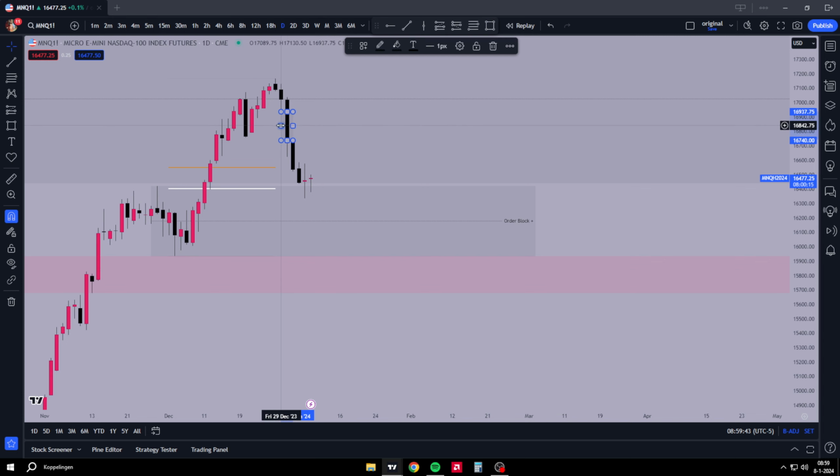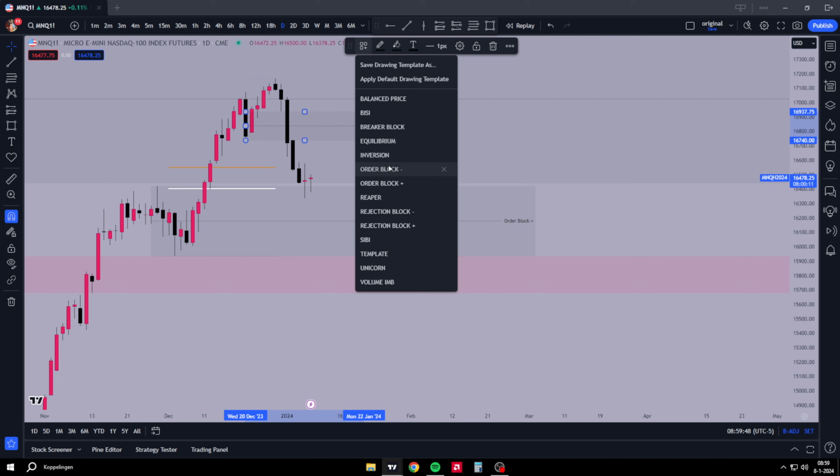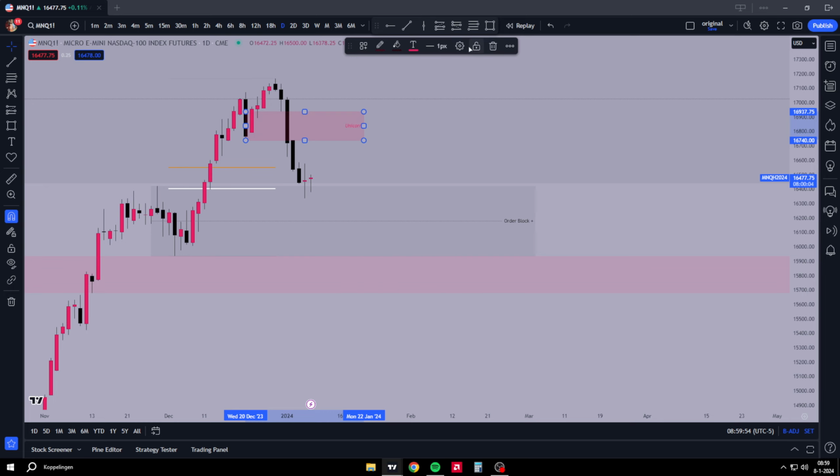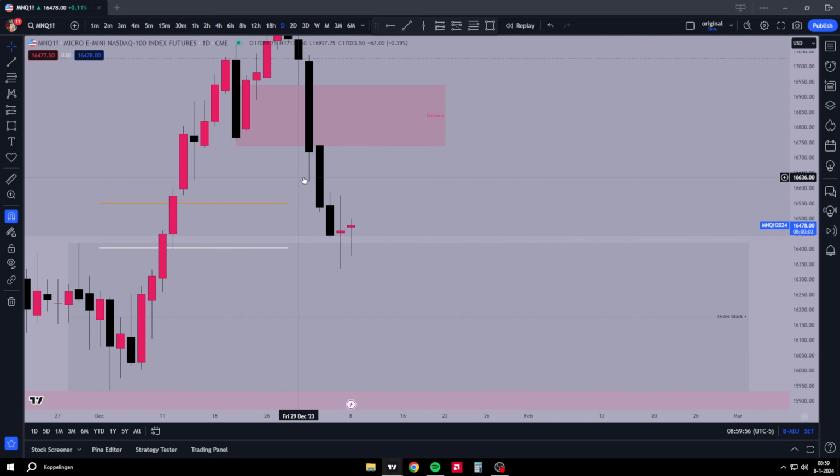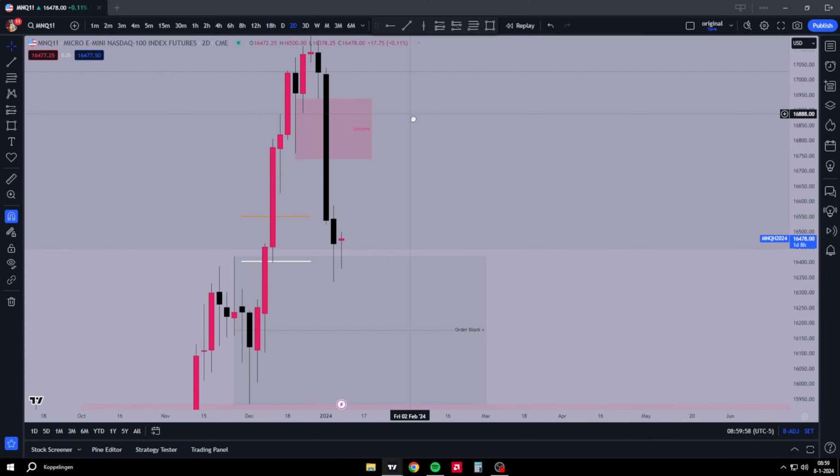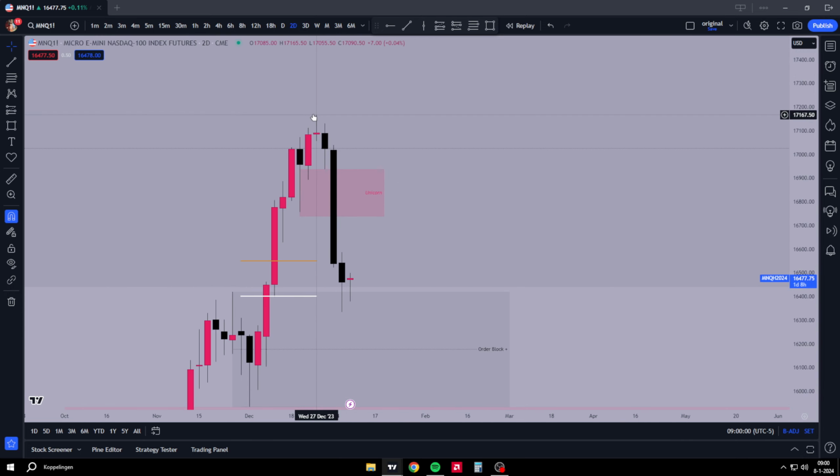So we have this SIBI aligning with this breaker block. So this will be our unicorn actually. Where is it? Right here. So this will be our unicorn. And then we have two daily imbalances here. We have this 2 daily imbalance here, but that wouldn't be a breaker on this time frame. So I keep it on a daily.